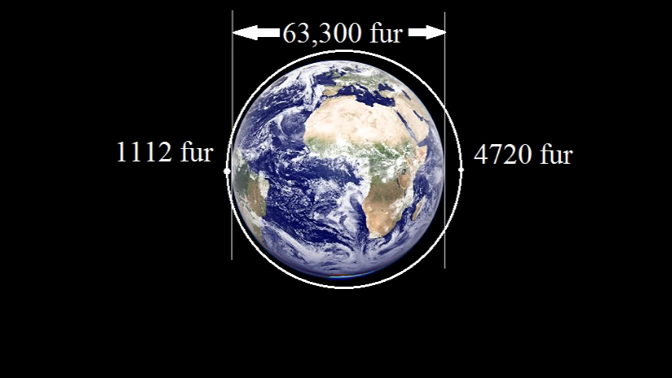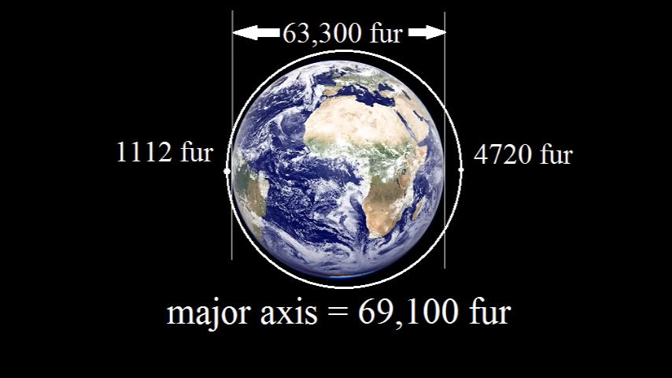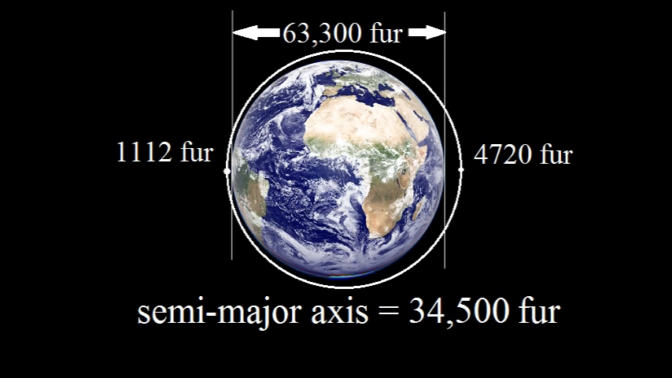So, with an apogee altitude of 4,700 furlongs, a perigee altitude of 1,100 furlongs, and an Earth in between them of 63,000 furlongs, what was Sputnik 1's orbital period? How long did it take Sputnik 1 to go around the Earth once? Well, if you add all these distances together, you've basically got the major axis of the ellipse, which is going to be a little over 69,000 furlongs. This means the semi-major axis is about 34,500 furlongs.